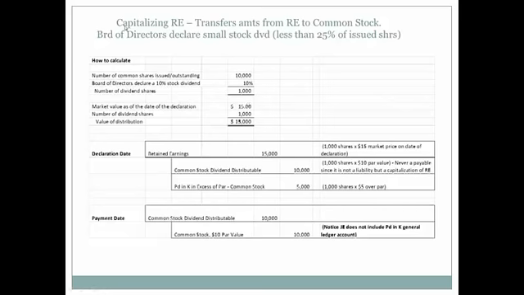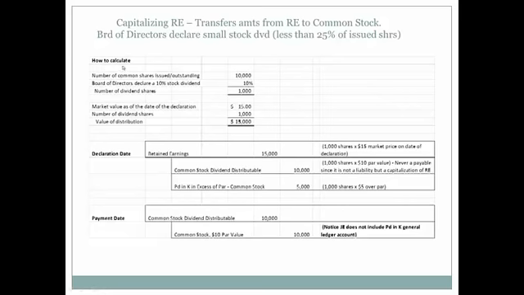So let's look at this. A stock dividend. It is capitalizing retained earnings. It transfers an amount from retained earnings to common stock. So it's just transferring amounts in the stockholders equity section of the balance sheet. So it's coming out of retained earnings and going into common stock. The board of directors declare a small stock dividend. Well, what is a small stock dividend? It's less than 25% of issued common shares.